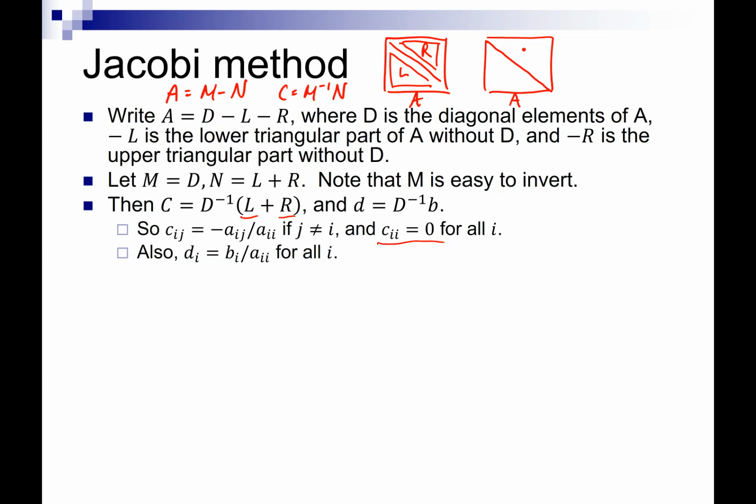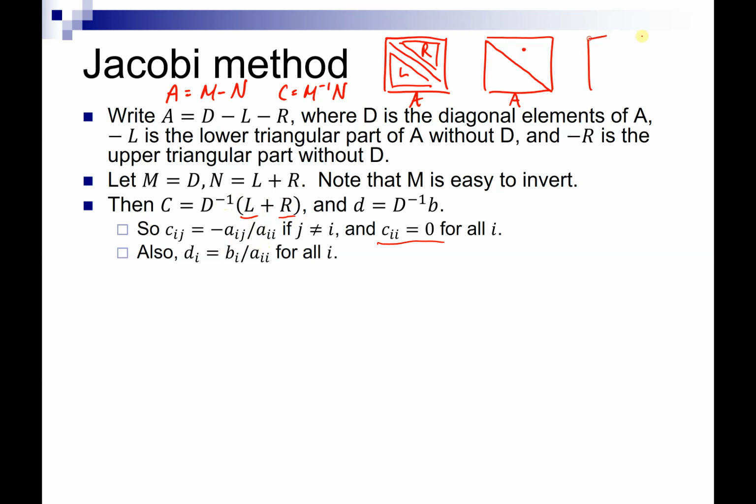Then off of the diagonal, the C matrix is exactly equal to the negative of the A matrix. So in the ijth position of C, this is equal to negative A_ij. Before you multiply by D inverse, in the ijth position of L plus R you have negative A_ij. Then once you multiply by D inverse, we know that D inverse is simply the inverse of all the diagonal elements.